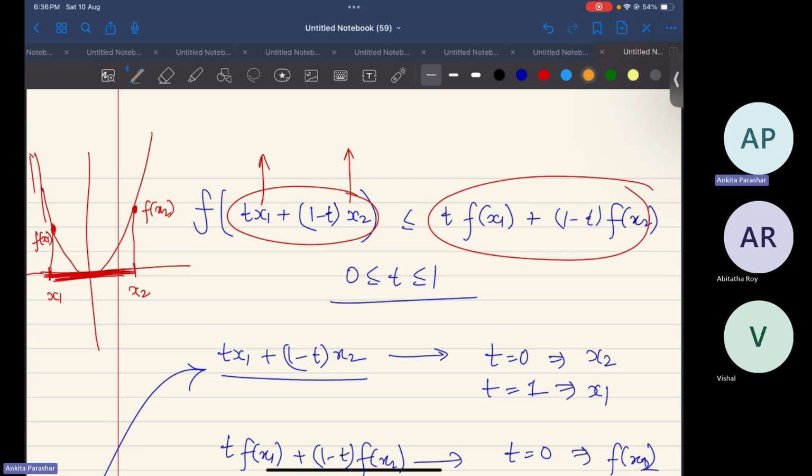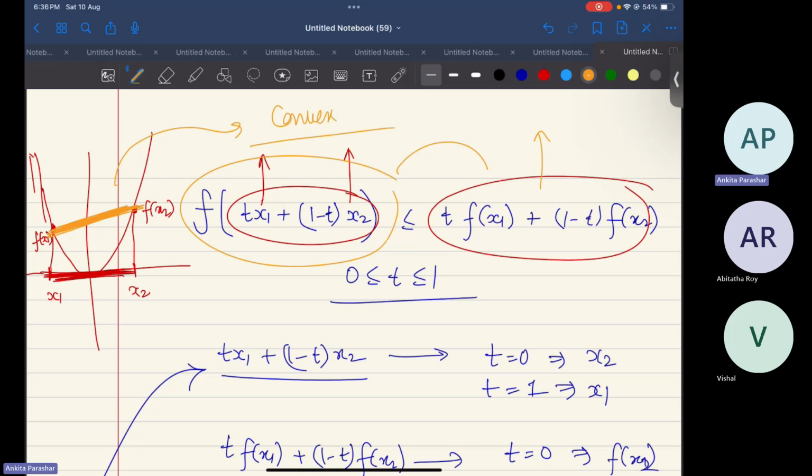And the line joining f of x1 and f of x2 is here. Which one is lower? The line joining x1 and x2 is lower. The meaning is that the line joining f of x1 and f of x2 should be the upper one. So this condition geometrically means the line joining f of x1 and f of x2 should lie above the line joining x1 and x2. This is what we mean by saying the function is convex.